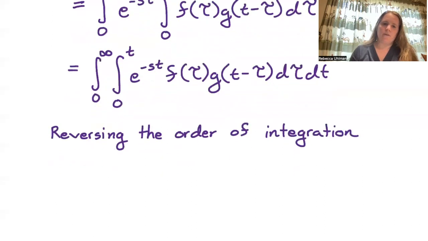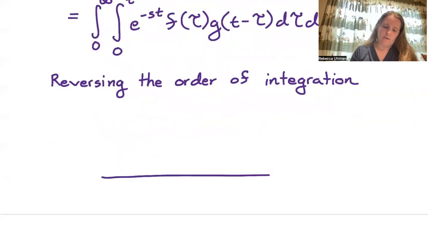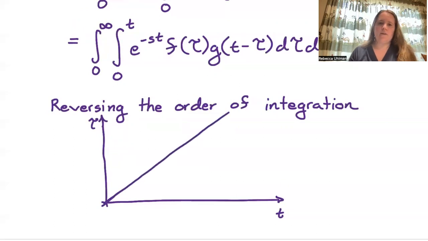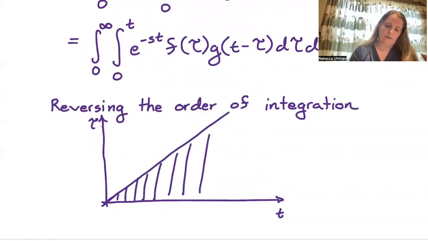The region that we are currently looking over, we are allowing t to run from 0 to infinity. And then tau runs from 0 to t. So we take the line tau equals t, and tau can run from 0 to t. So we are looking at the region below the line tau equals t.